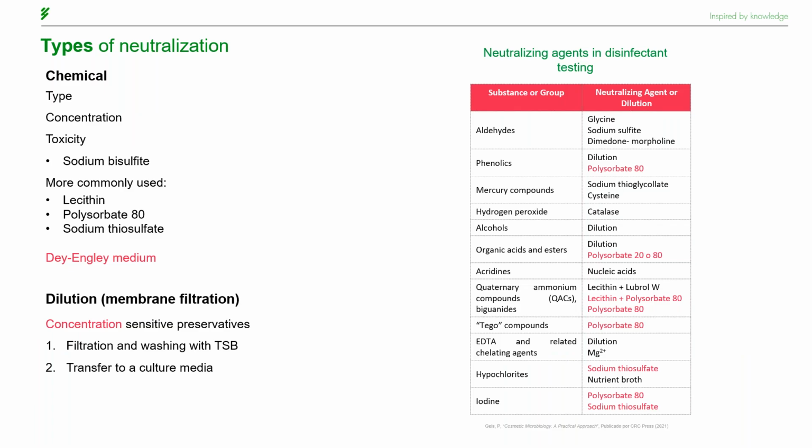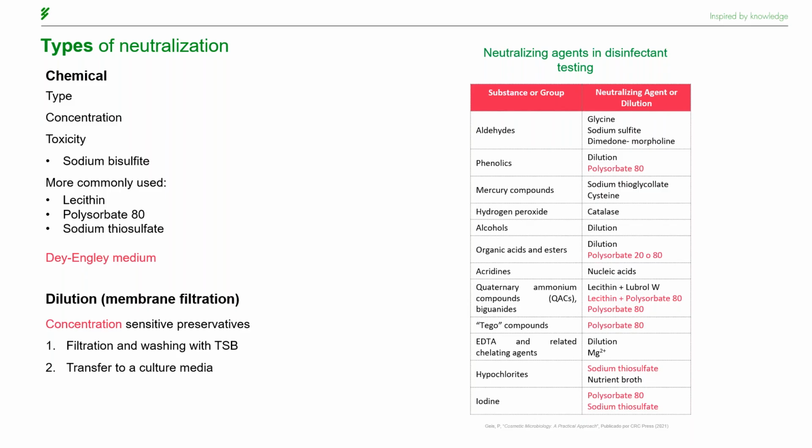So now we have a couple of types of neutralization. The first that obviously comes to mind is, of course, chemical neutralizers. So lecithin, polysorbate 80, and sodium thiosulfate are some of the most common. They inactivate quaternary ammonium compounds, or QACs, phenols, and halogens. The neutralizer and the effective concentration must be determined for each preservative and microorganism.